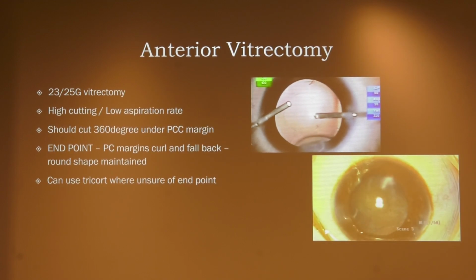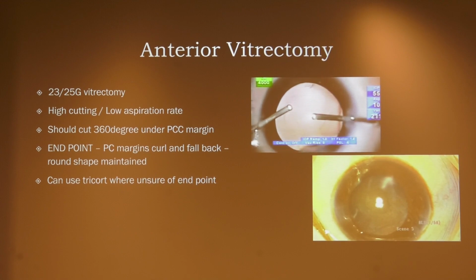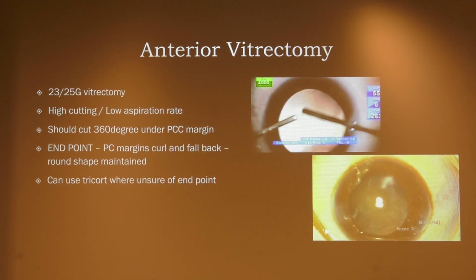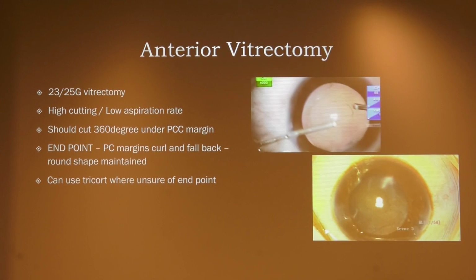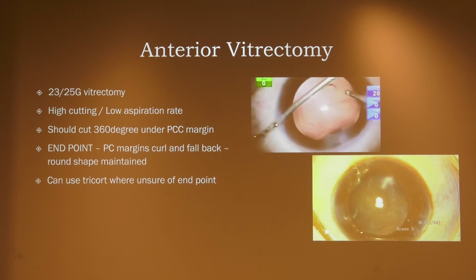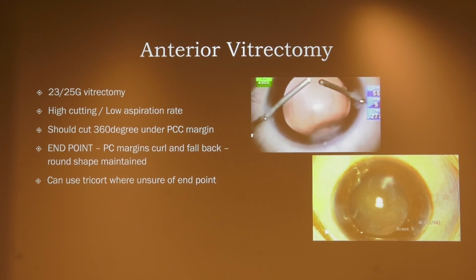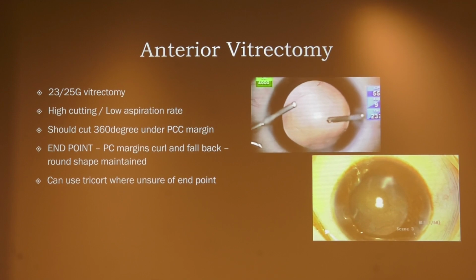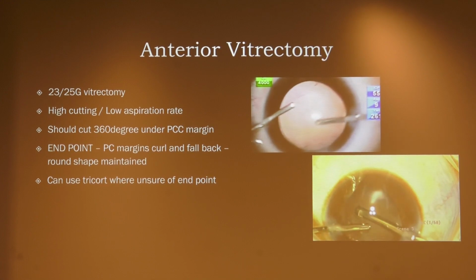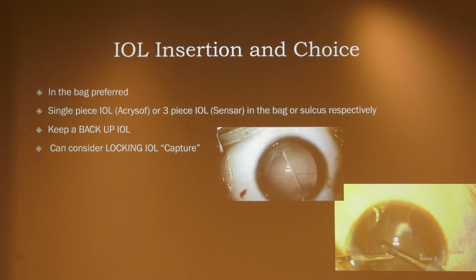Anterior vitrectomy, the idea is to clear the visual opacity. There should be no visual opacity later. So go ahead with your vitrector, put your port down, go into the PC opening. The end point should be when the PC margins curl and fall back and the round shape of the posterior capsulorhexis is maintained. You can use triamcinolone or you can use the spatula to make sure that there's no vitreous in the AC and the PC is round. You also have the vitrectomy approach with a vitrector.